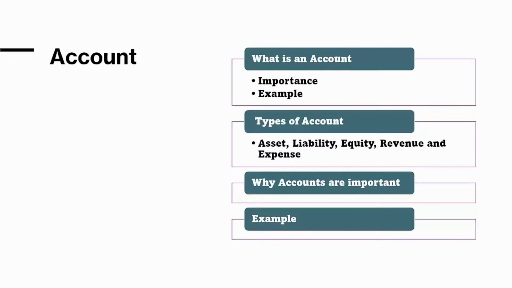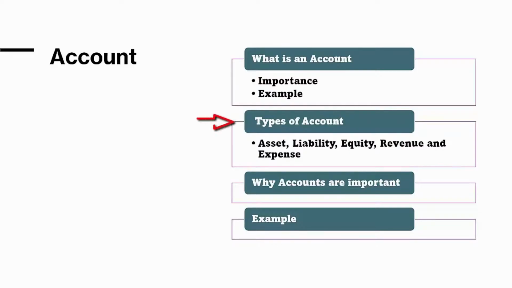Now, imagine you want to track how much you owe to suppliers. You'd create a separate account called accounts payable, where you record any amounts owed for things you bought on credit. This way, each account gives you specific information without getting mixed up with other financial details.